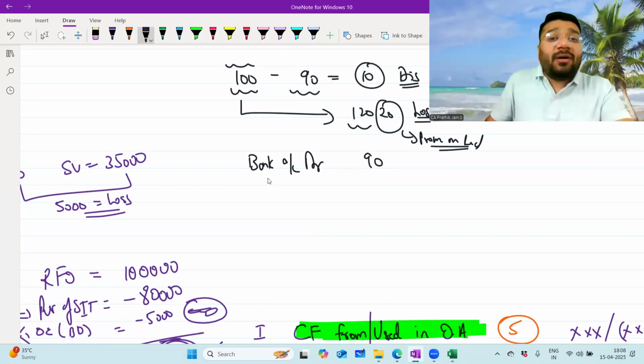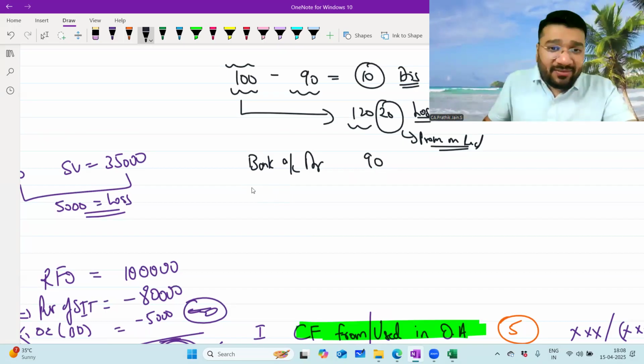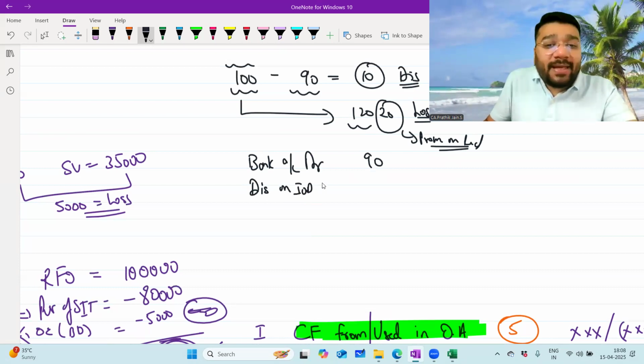Bank account debit to. Okay, direct entry you want? Combined entry. Such a lazy goose you guys are. Okay, bank account debit, discount on issue of debenture account debit.